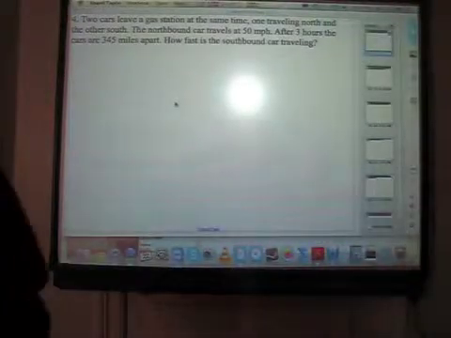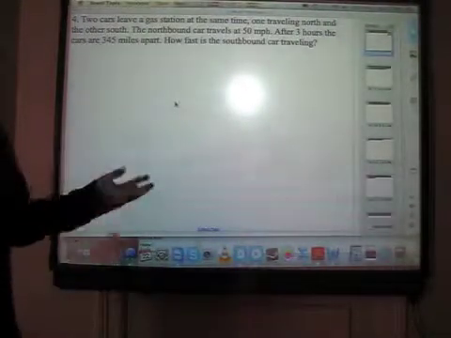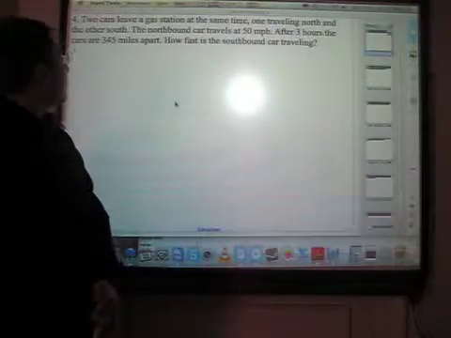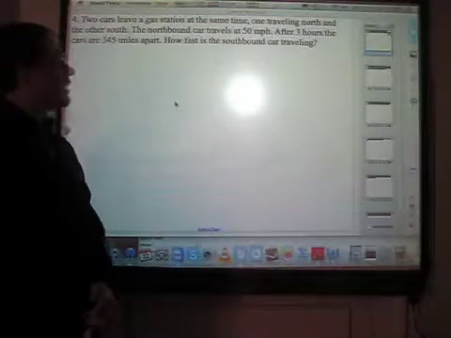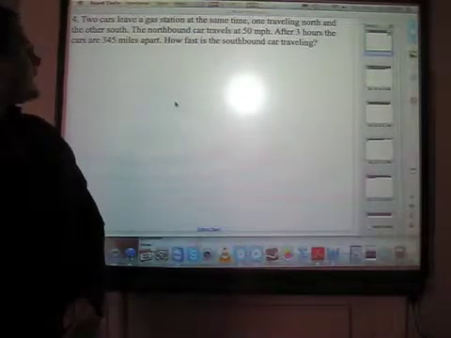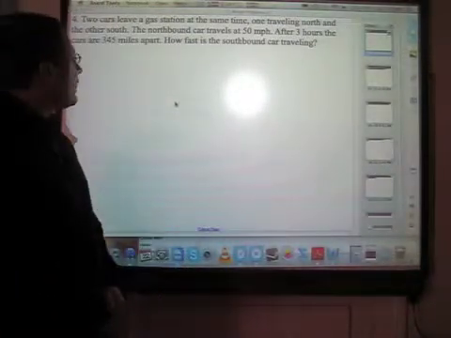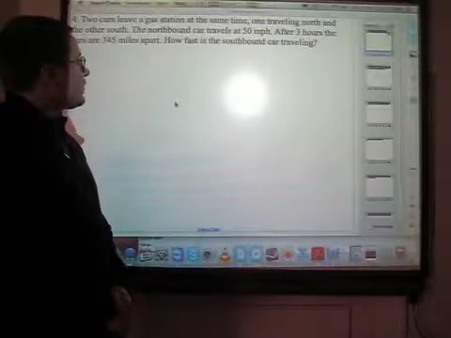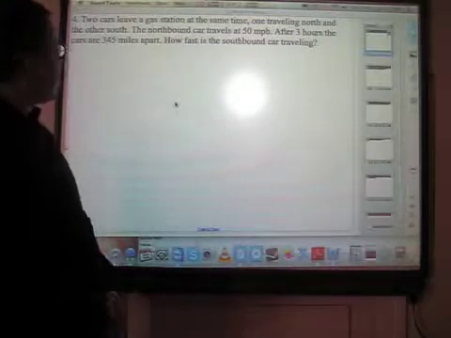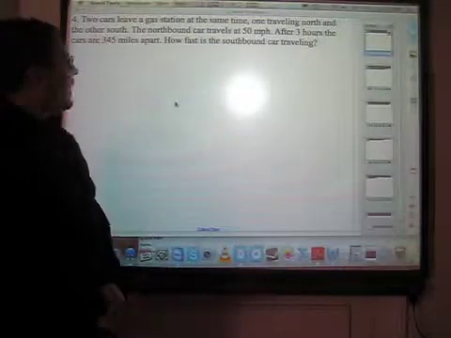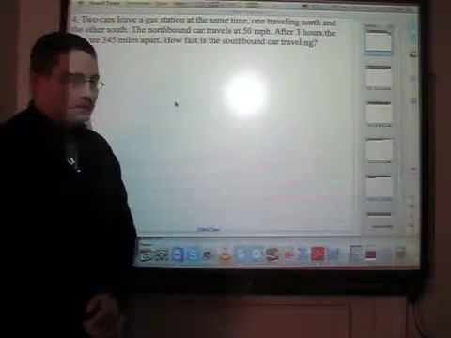Okay, so for this first problem we're going to do, problem number 4, we're going to do a distance rate time problem. So two cars leave a gas station at the same time, one traveling north and the other south. The northbound car travels at 50 miles per hour. After 3 hours, the cars are 345 miles apart. How fast is the southbound car moving?